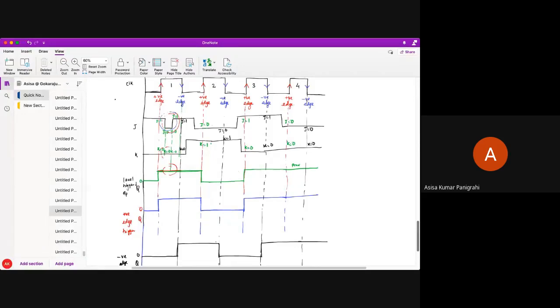Okay, are you understanding? Any doubt on this, students? Please let me know. Any doubt on the timing diagram?